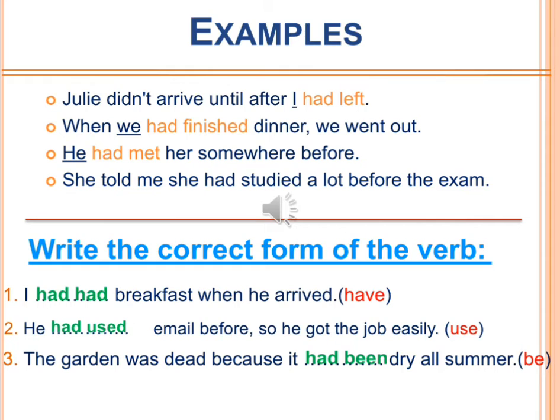2. He emailed before, so he got the job easily. He had used email before, so he got the job easily. 3. The garden was dead because it dry all summer. Correct answer is the garden was dead because it had been dry all summer.